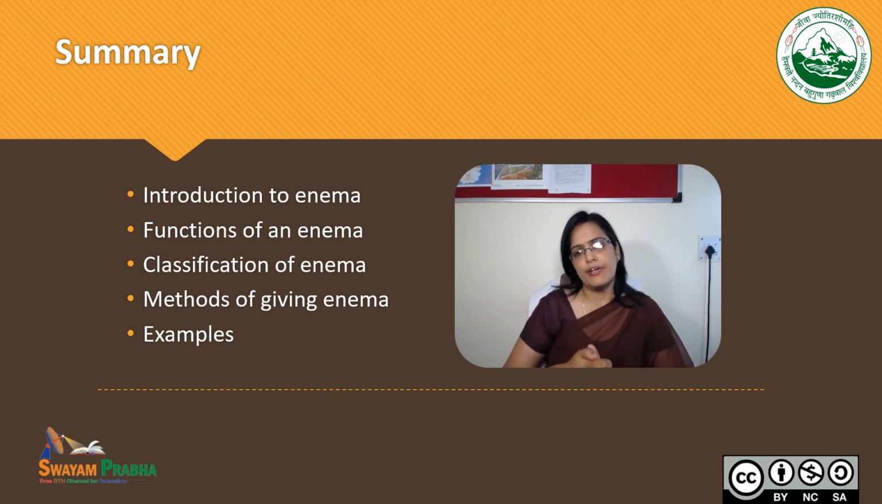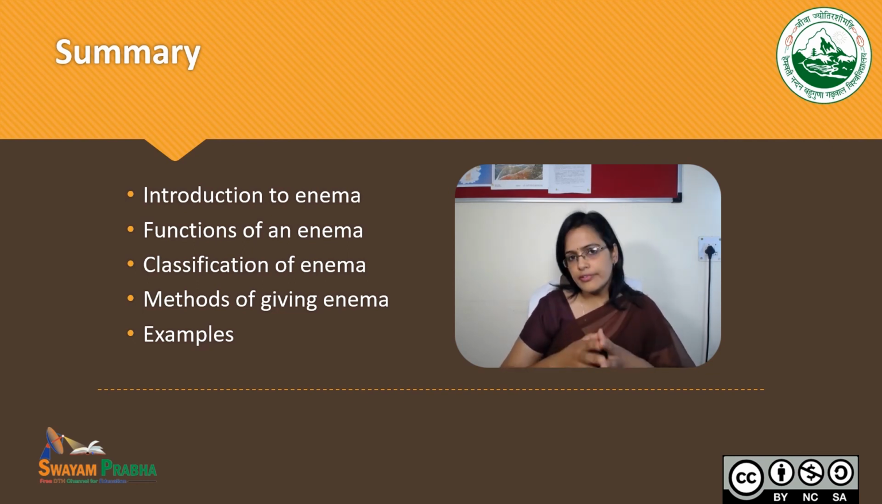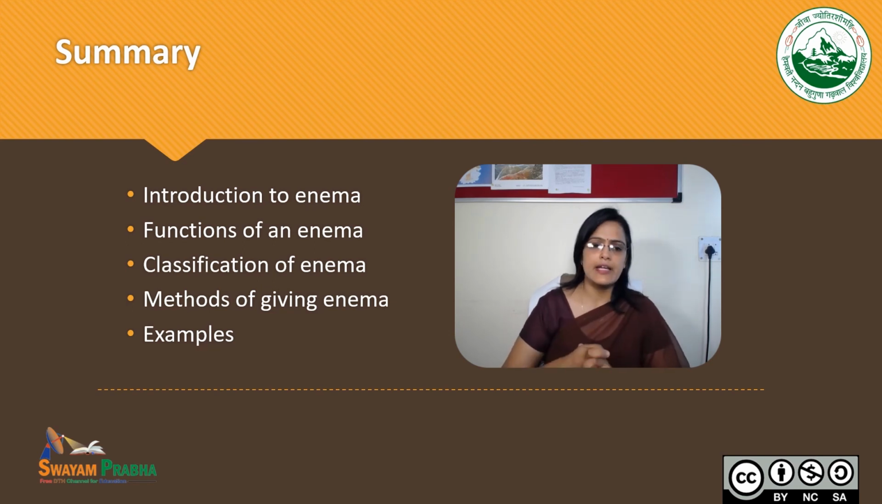And we also discussed different methods of giving enemas. There are 4 methods. I have not discussed these methods in detail, so this is homework for you, dear students: please do read them in detail. So this is about enema, and we have also discussed a few examples. So dear students, just remember at least 2 examples of enema to write in the examination.